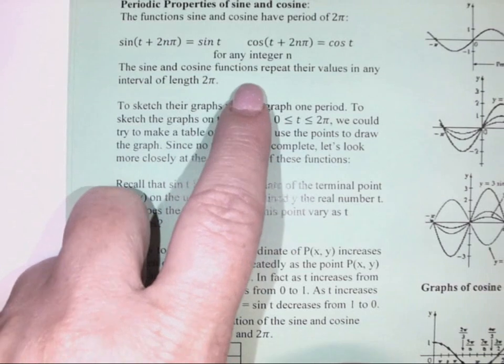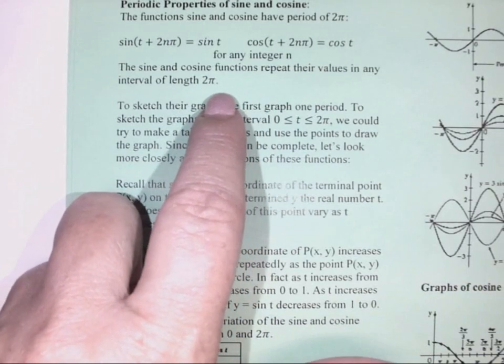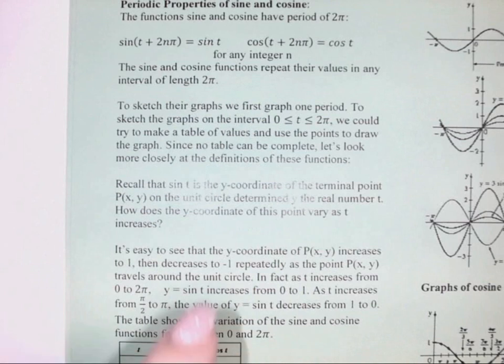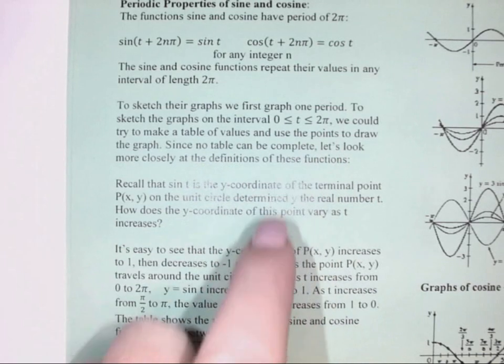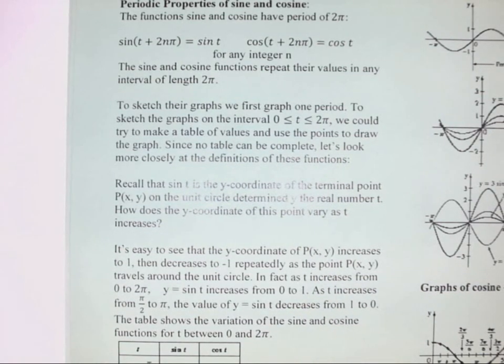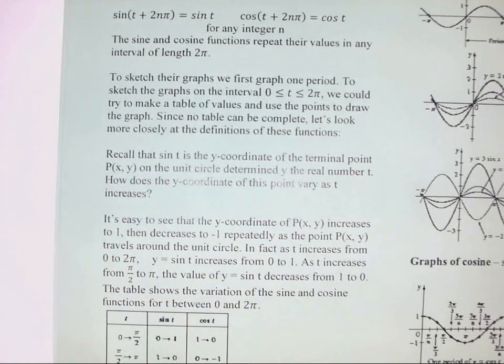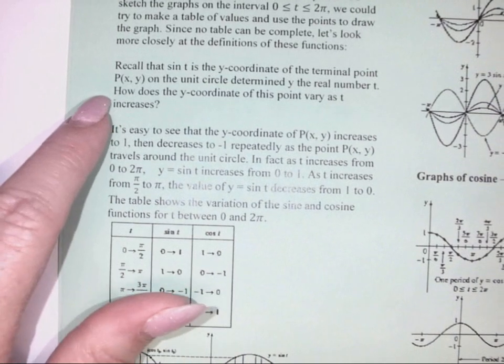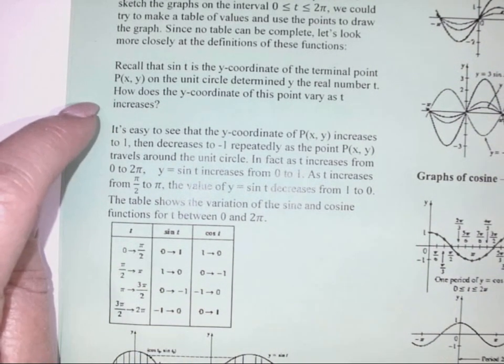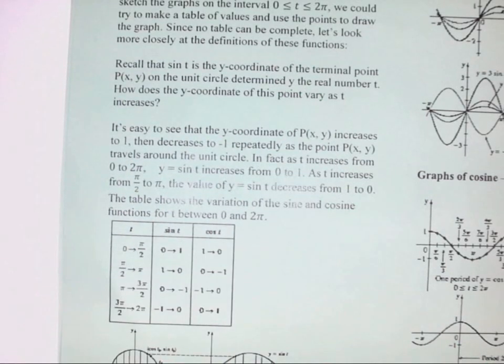The sine and cosine functions repeat their values in any interval of length 2 pi. So to sketch their graphs, we're going to first graph one period, on the interval 0 to 2 pi. We could try to make a table of values and use the points to draw the graph. Since no table can be complete, we're going to look more closely at the definitions of the functions. So recall that sine t is the y-coordinate of the terminal point on the unit circle determined by the real number t.